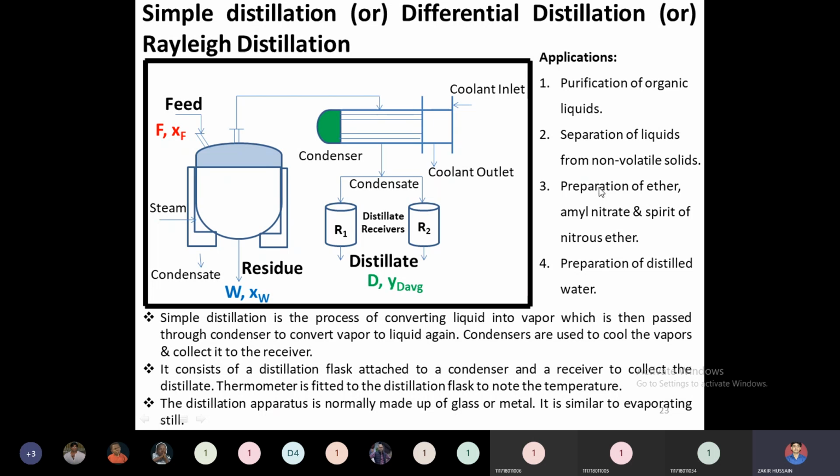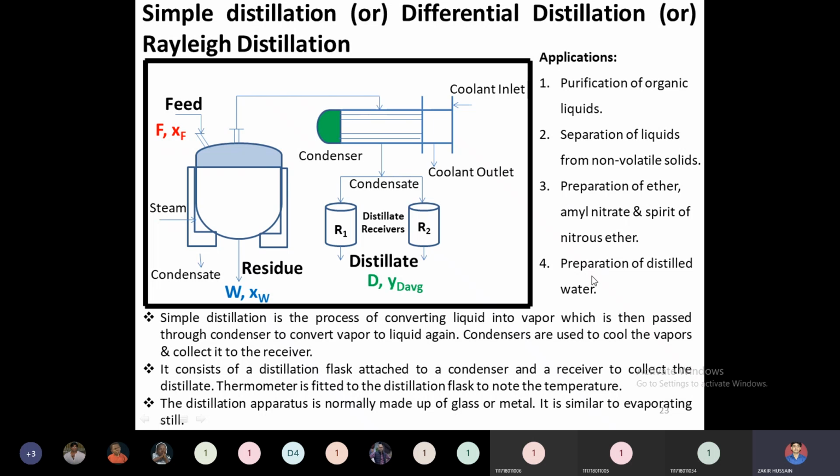Next is the preparation of ether, amyl nitrate, and spirit of nitrous ether. In the preparation of these compounds, simple distillation can be used, since they are not complex and do not form azeotropes. So separation will be very easy, and simple distillation will be very helpful in separating those components.